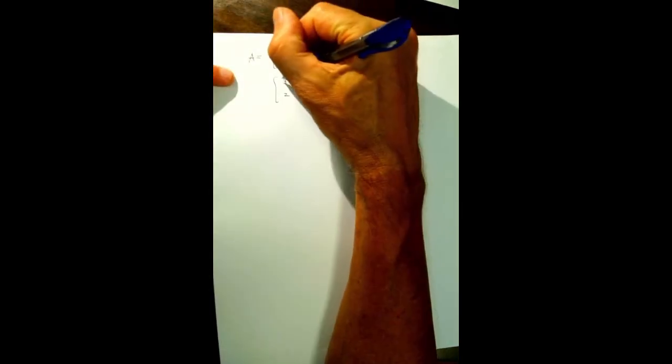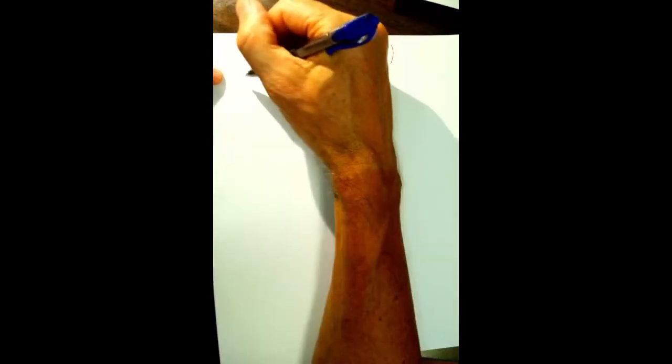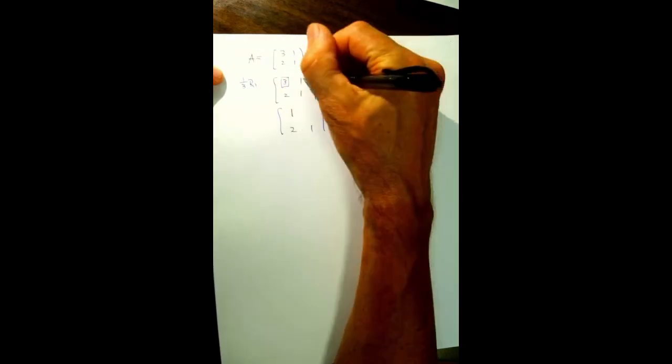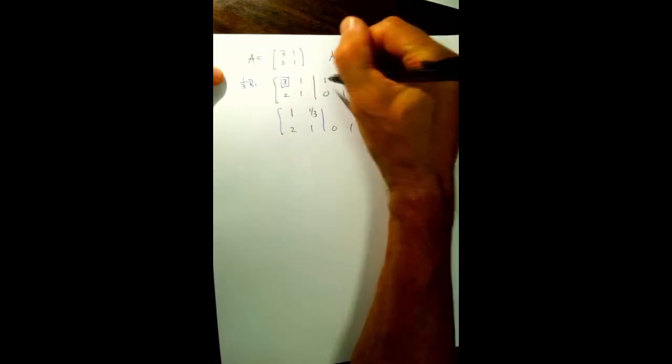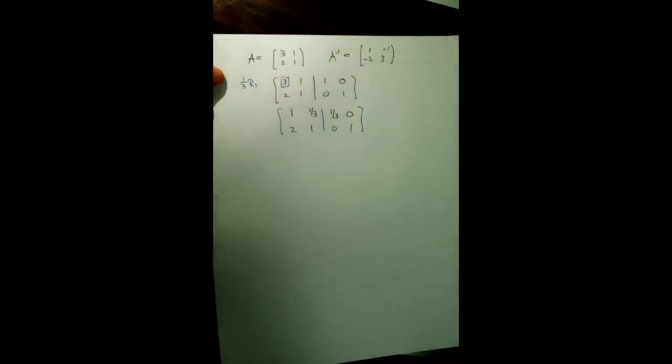So this is my pivot. I want that to be a 1, so I'm going to take 1/3 times row 1. And I'm going to leave row 2 alone. So if I take 1/3 times 3, I get a 1. 1 times 1/3 is a third. 1 times 1/3 is a third. 0 times a third is 0.